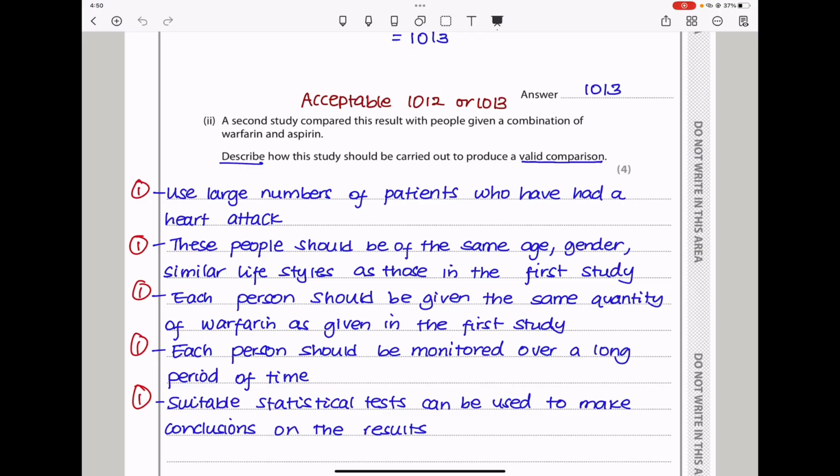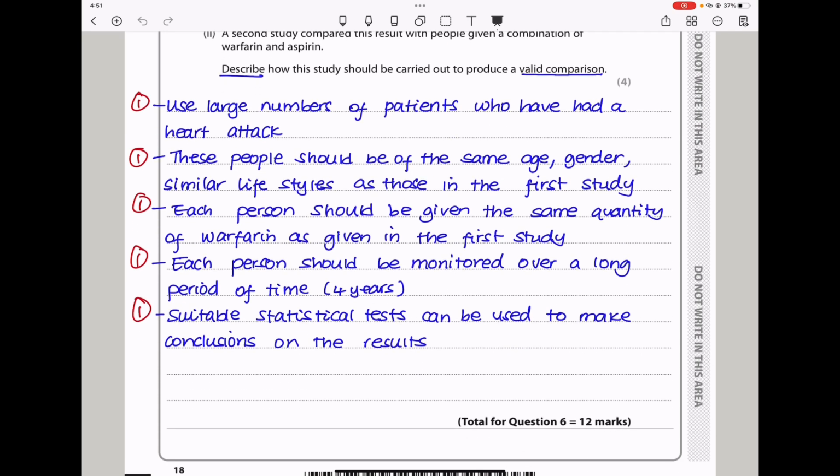as given in the first study, and each person should be monitored over a period of 4 years, or you could say over a long time. Here I can say 4 years. They should monitor them for a period of 4 years like they did to the first group. And then suitable statistical tests can be used to make conclusions on the results that have been obtained. So this brings us to the end of question 6. Let's continue to question 7.